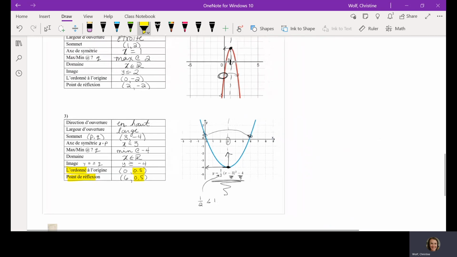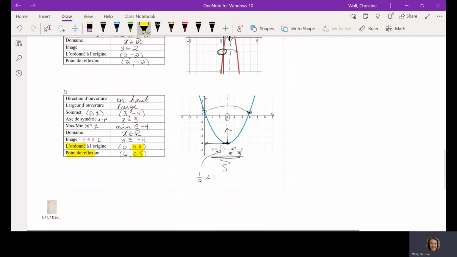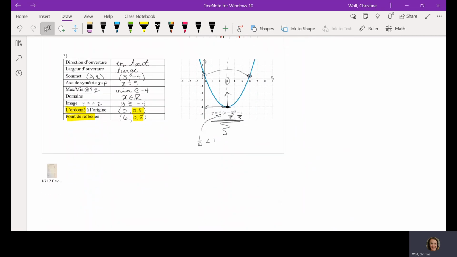So, tout ce que tu as besoin de faire pour vos devoirs aujourd'hui, c'est une feuille avec les tableaux comme ça. I just made a whole bunch of these little tables. OK? So, tu remplis comme un juste fait avec le graphique ou l'équation donnée. OK? Bonne chance!